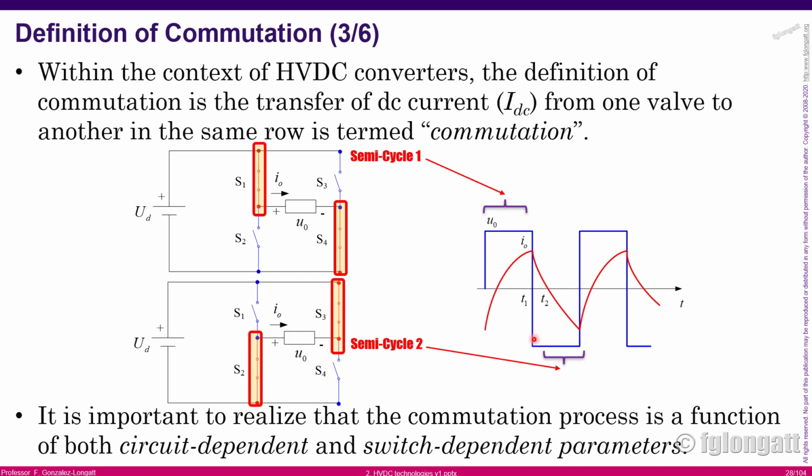We need to have commutation in order to establish the appropriate value for the signal that we want to obtain, whether we are using a rectifier or an inverter, okay? Something that you must understand is that the commutation process is a function of two important things. One is related to the circuit topology, the circuit's elements, and so on. And the other important thing is the switch.